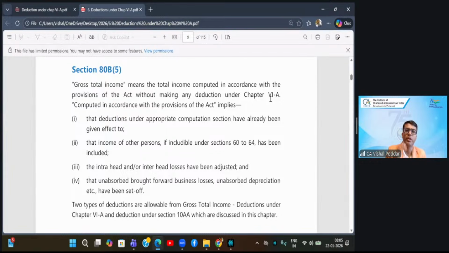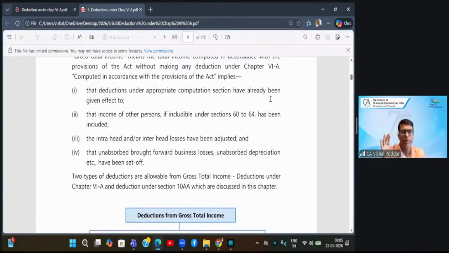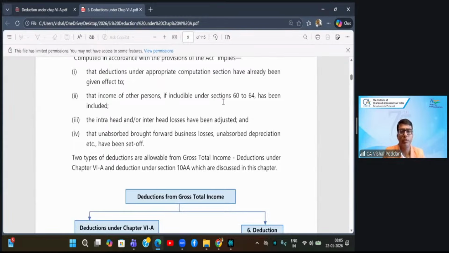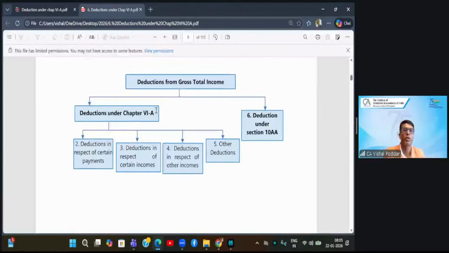Gross total income means income which is covering all 5 heads, which is computed in accordance with Income Tax Act, then which is computed after claiming deductions, which deductions of respective heads, that is level 1 deductions, then which is after including your all clubbing incomes, which is after adjusting all your current year losses and brought forward losses. In short, what is gross total income? Gross total income is what you have studied till the previous chapter.